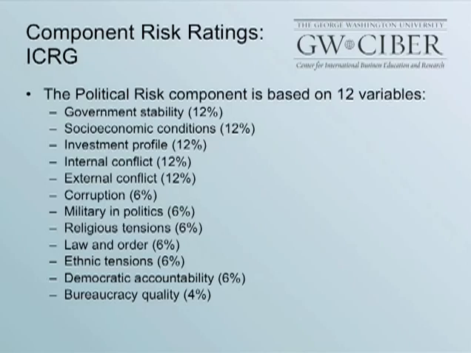They measure government stability, socioeconomic conditions, investment profile, internal conflict, and external conflict. Each one of these is weighted at 12%. Corruption, military in politics, religious tensions, law and order, ethnic tensions, and democratic accountability are all weighted at 6%. And then the quality of the bureaucracy has a 4% weight. I think these are, again, the kinds of variables that people would think of as a political risk component.